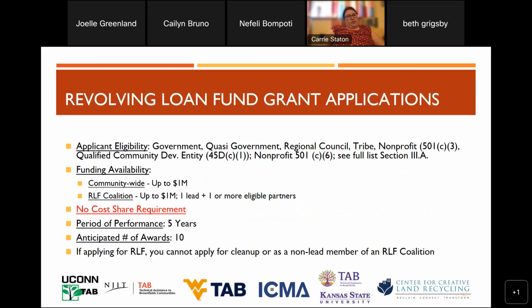Eligibility is similar to what we've already discussed. The funding availability for community-wide revolving loan funds is up to $1 million per application. You can also apply for an RLF coalition for up to $1 million. That would require one lead applicant and one or more eligible partners. Once again, no cost share this year. A period of performance of 5 years, and an anticipated number of awards is 10. If you do apply for an RLF, you cannot also apply for a cleanup grant or be a non-lead member of a different RLF coalition application.